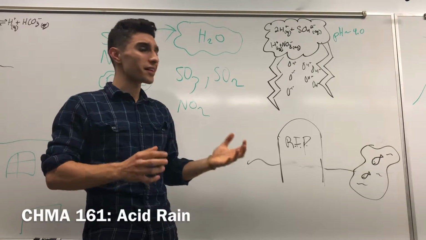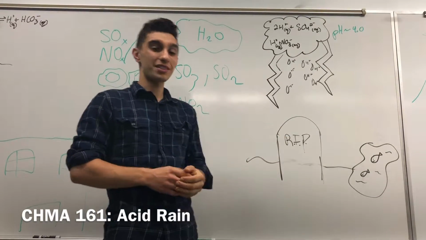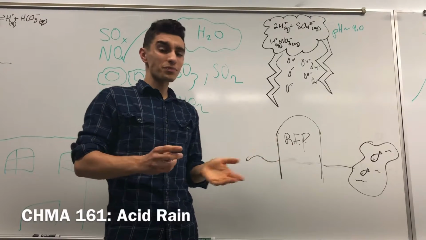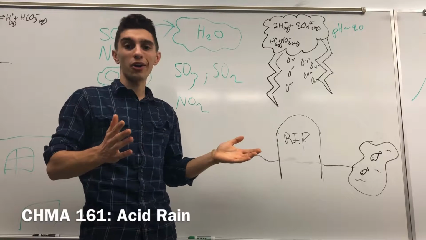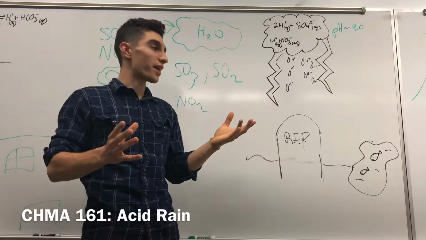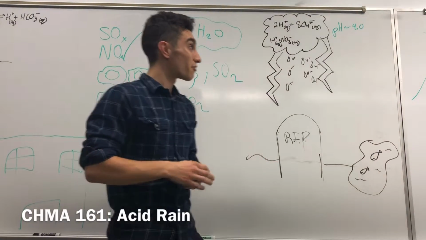And when this really acidic water falls in the form of rain onto tombstones and into things like lakes and rivers, we start to get disruptions in our ecology and erosion of our natural landmarks and gravestones that we've made to preserve loved ones and lost friends.